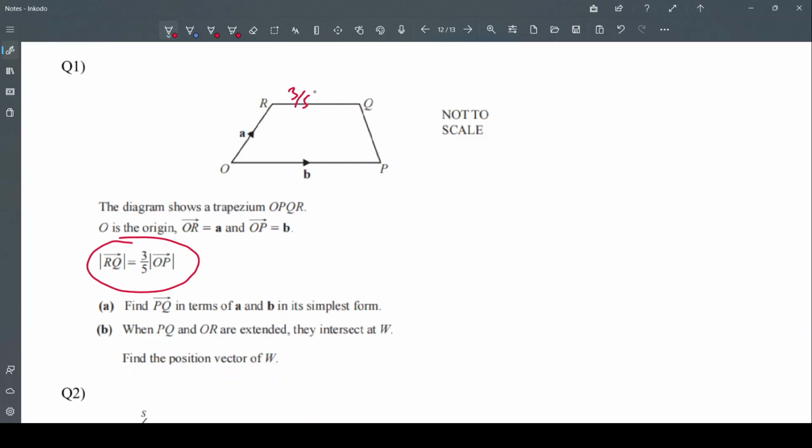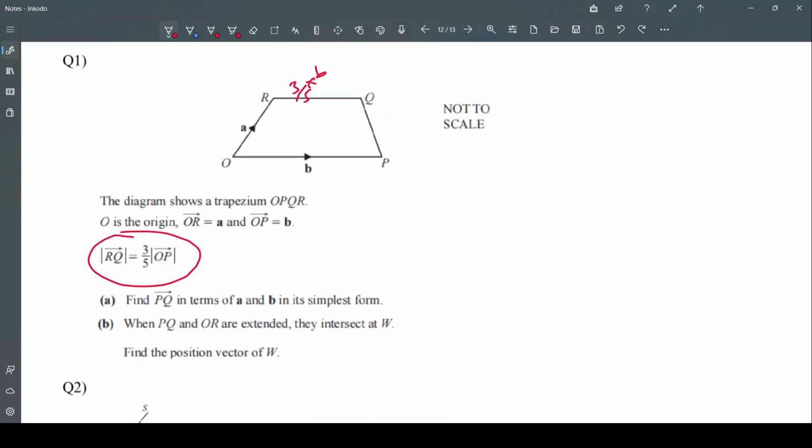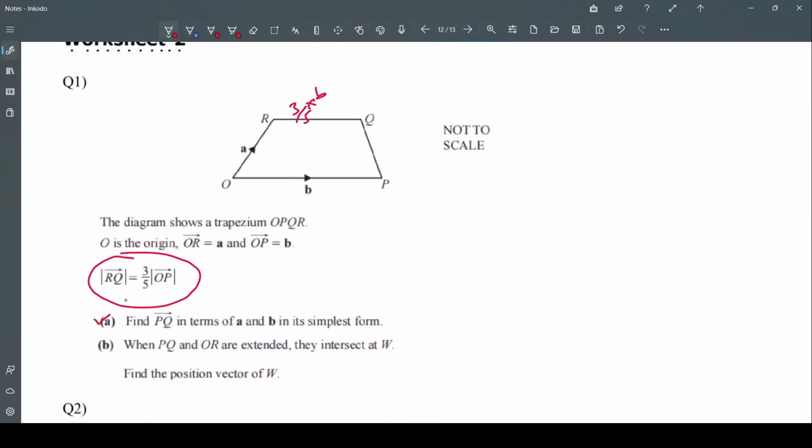3 by 5 of OP means what? The OP length is given as B, right? So instead of writing OP, I can write B over there. Then find the PQ vector in terms of A and B.